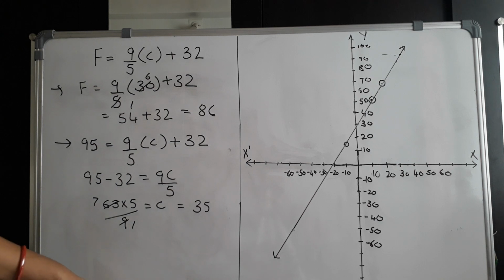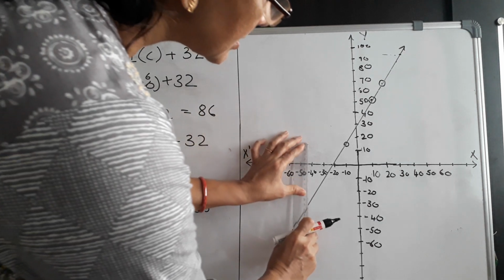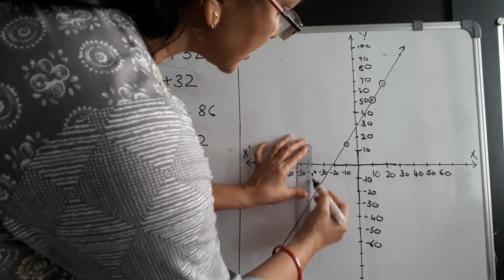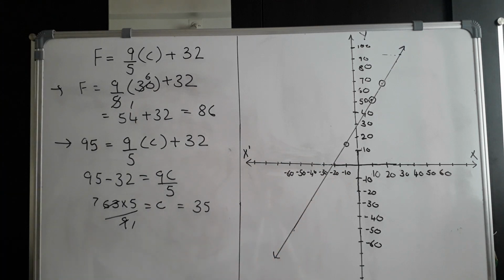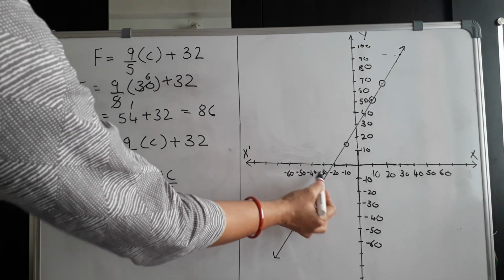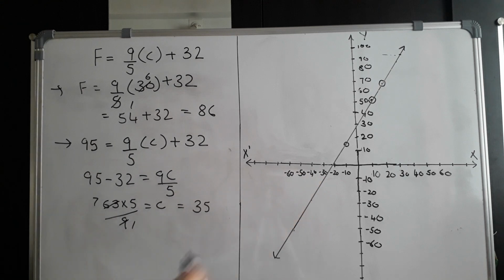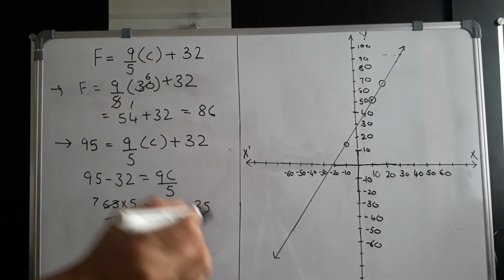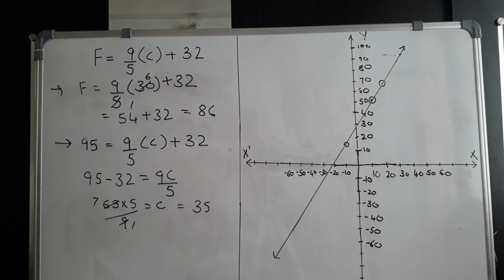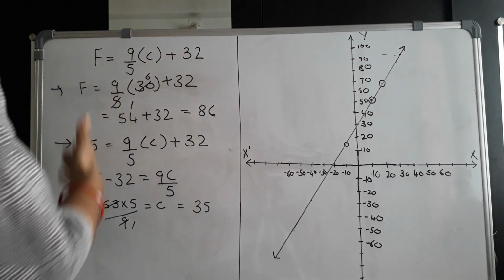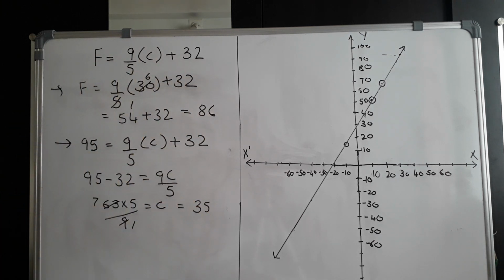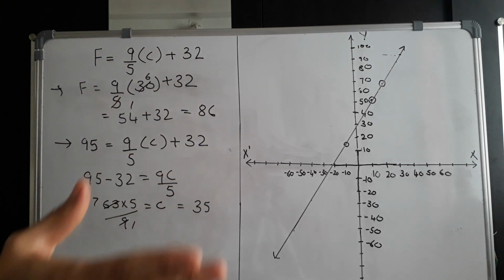Anyway, then the next question is, is there a temperature at which Fahrenheit and Celsius are the same? Now this is actually the case for minus 40 degrees, which we are not getting in this graph because of some problem in the scale. These are a little bigger, these are smaller. But in graph paper you will perfectly get that minus 40 is the temperature when Celsius and Fahrenheit are the same. So using the graph you can find these answers, and by calculations also you can find these answers. So this question is completed.